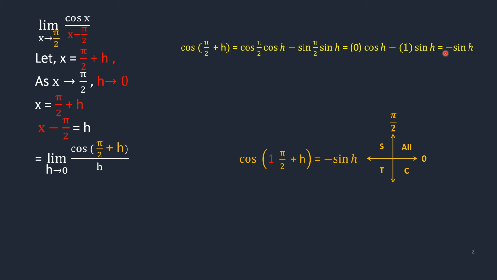Now see, this minus sin h and this minus sin h both are same. We will use this value in the next step, so our limit will become minus sin h over h, which will be minus of limit sin h over h as h approaches 0. We have seen earlier that this limit is 1, so the answer will be minus 1.